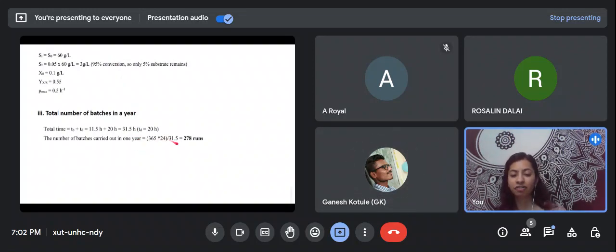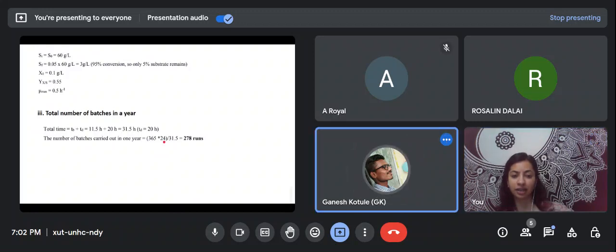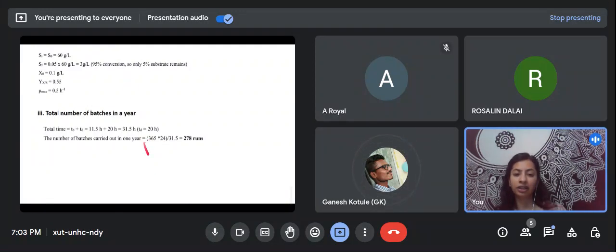Okay, and the number of batches carried out in 1 year. Okay, that is 365 days into, if converting it into hours, you will multiply it by 24, so you will get the amount of hours that are there in 365, right? And you will divide it by the number that you've gotten here, 31.5. Okay, the answer is 278 runs. So that means in a year, with a batch time of 11.5 and a downtime of 20 hours, you can have 278 runs of this bioreactor.